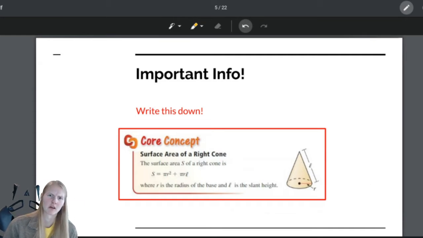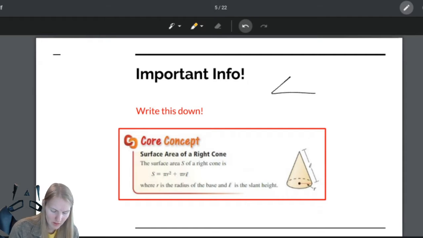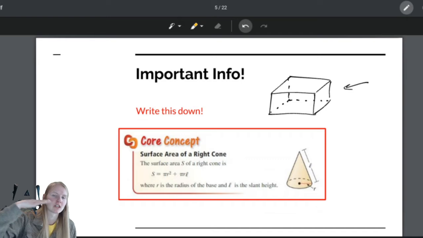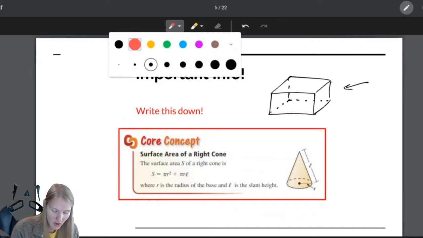What is surface area? So remember volume. I'll take my box example. Let's call it a fish tank. A fish tank. So, volume was, if we poured water into this fish tank, how much water would it take to completely fill up the fish tank? That's volume. Surface area is if I paint the outside of this fish tank.